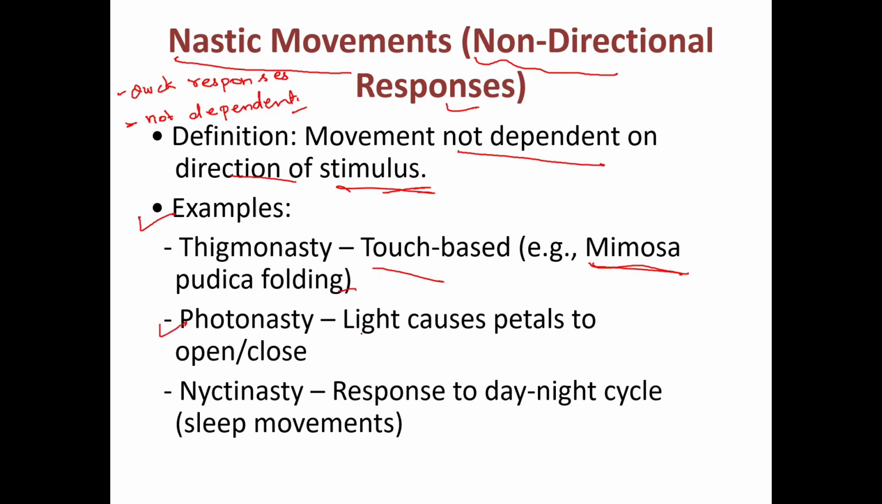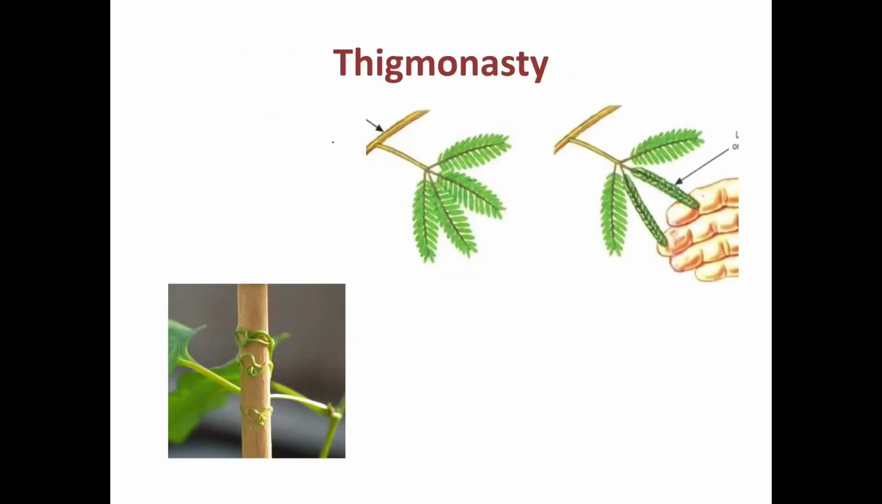Now photonasty: light causes petals to open and close. Basically, flowers like sunflower open during the daytime. Nyctinasty is the response to the day-night cycle, like sleep movement. Look at the figure: Mimosa pudica folds its leaves when we touch it. This is the sensation of touch. Tendrils basically coil around their supporting medium.